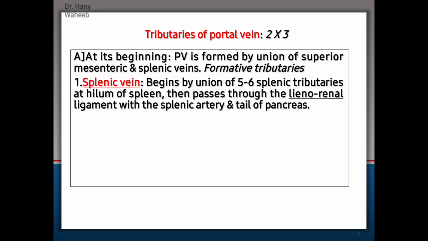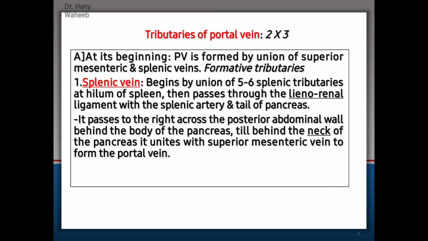The splenic vein begins at the hilum of the spleen by the union of 5-6 splenic tributaries, then passes through the lieno-renal ligament. This is very important. The splenic vein runs in the lieno-renal ligament with the splenic artery and the tail of the pancreas. Then it passes to the right across the posterior abdominal wall behind the body of the pancreas till it reaches behind the neck of the pancreas. The splenic vein unites with the superior mesenteric vein to form the portal vein.